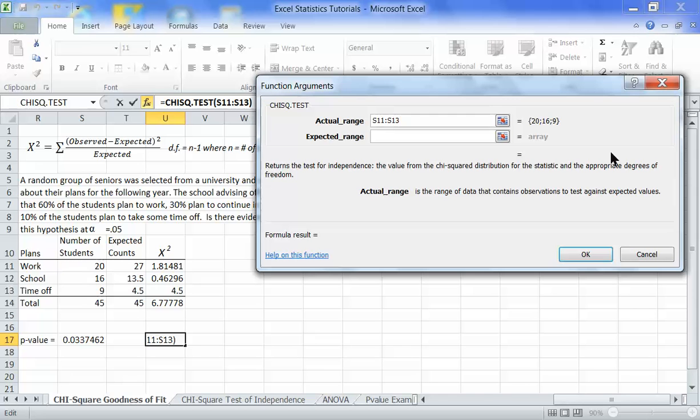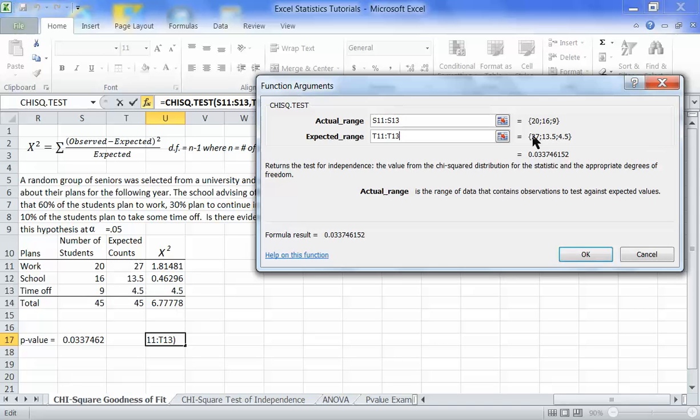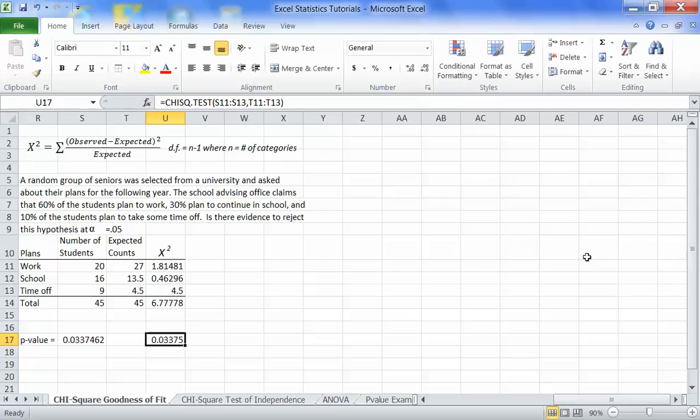So there's my expected, or they call it actual. Excuse me, my observed, I should say, and they call it actual. Then I highlight my expected. And notice it works kind of like a calculator. There's the number, but I'm going to hit OK. And so there's the same p-value. Just this cell is smaller, so it's rounded off. So that's another way to do that.